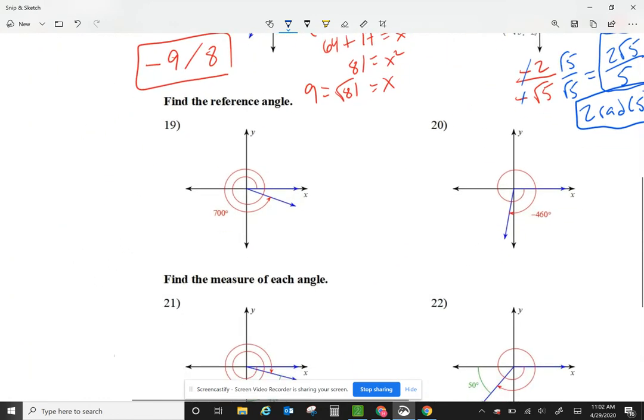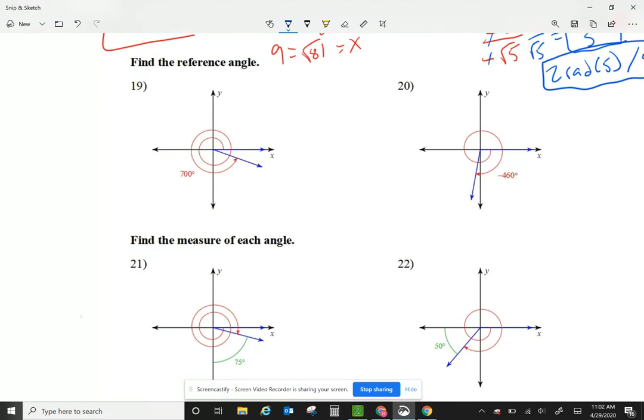All right, now let's take a look at number 19. One thing I must remember, the angles. When the angle is traveling counterclockwise, it's a positive angle. When the angle is traveling clockwise, my angle is going to be negative. So now here we see the signs. Number 19 is positive because it's going counterclockwise. Number 20 is negative because it's going clockwise.